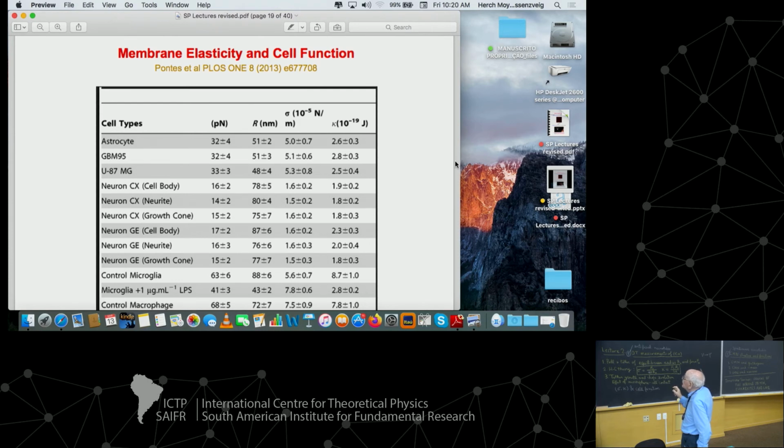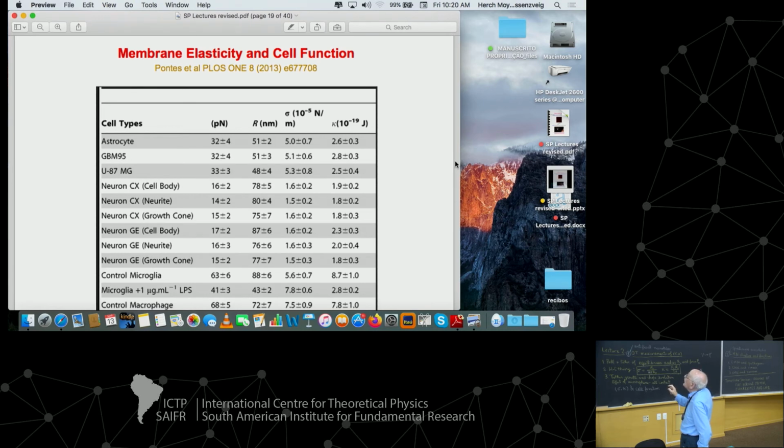And the forces here are piconewtons, and the radii in nanometers. Here's sigma in units of 10 to the minus 5 Newton per meter, and kappa is in energy units, 10 to the minus 19 joules. And you can see the values of radius, sigma, and kappa for each cell type.